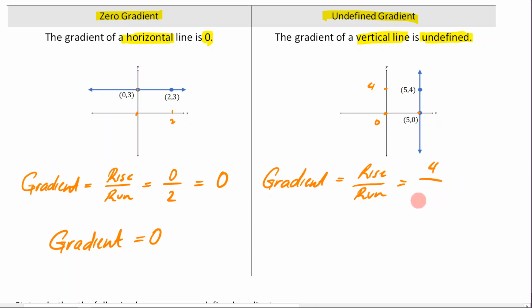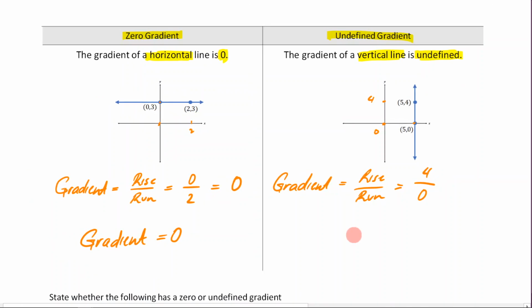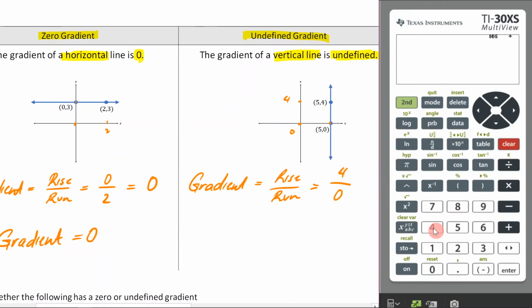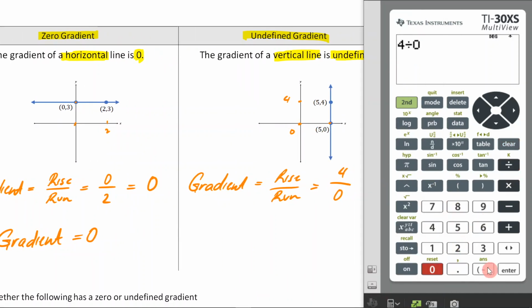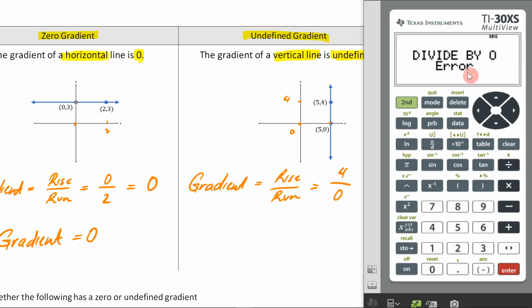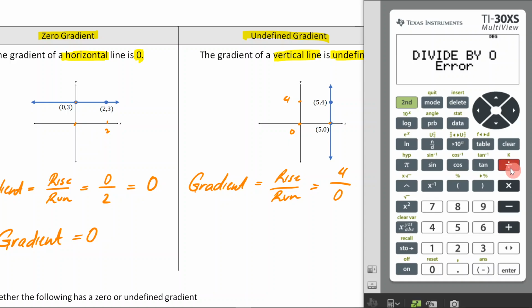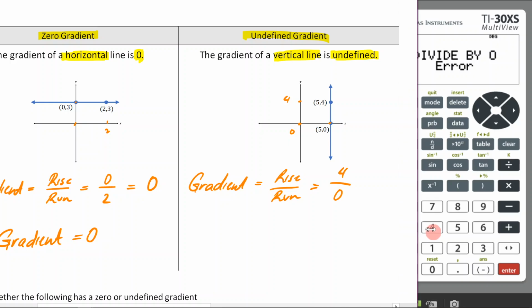What's my run? Well, I'm not running anywhere here. There is no horizontal distance here. So I'd say it's 4 on 0. Now, grab your calculator and put in 4 divided by 0 and see what your calculator says. If I go 4 divided by 0, it goes divide by 0 error. You can't do this. You can't divide by 0. In the first one, we can go 0 divided by 2. That's 0. But if you go 4 divided by 0, your calculator breaks. It's just not possible to do that.